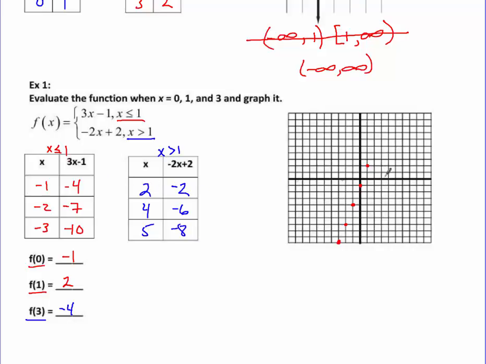So 2, negative 2. And then we have 4, negative 6. Then we have 5, negative 8. And we also can't forget about our 3, negative 4. So 3, negative 4. So it looks like we have 2 lines, or at least 2 pieces of lines.